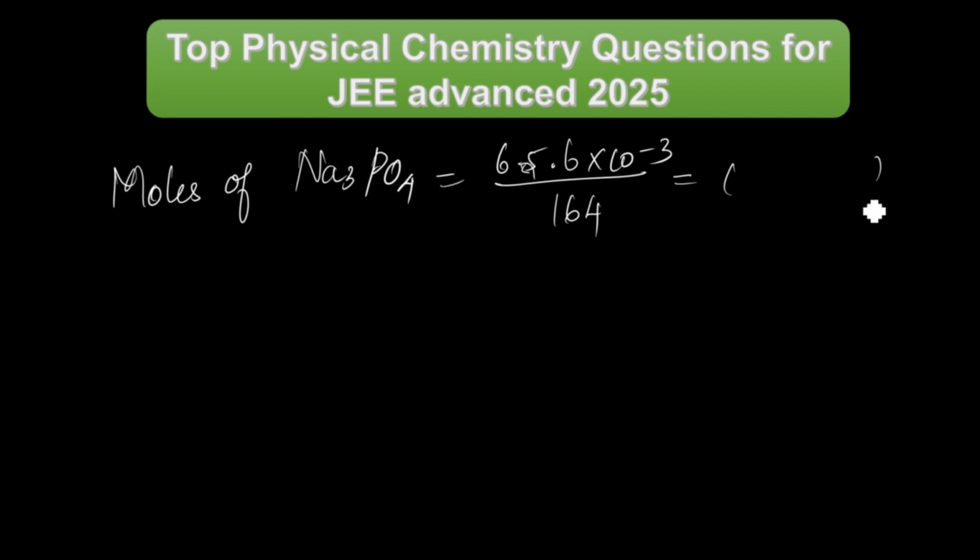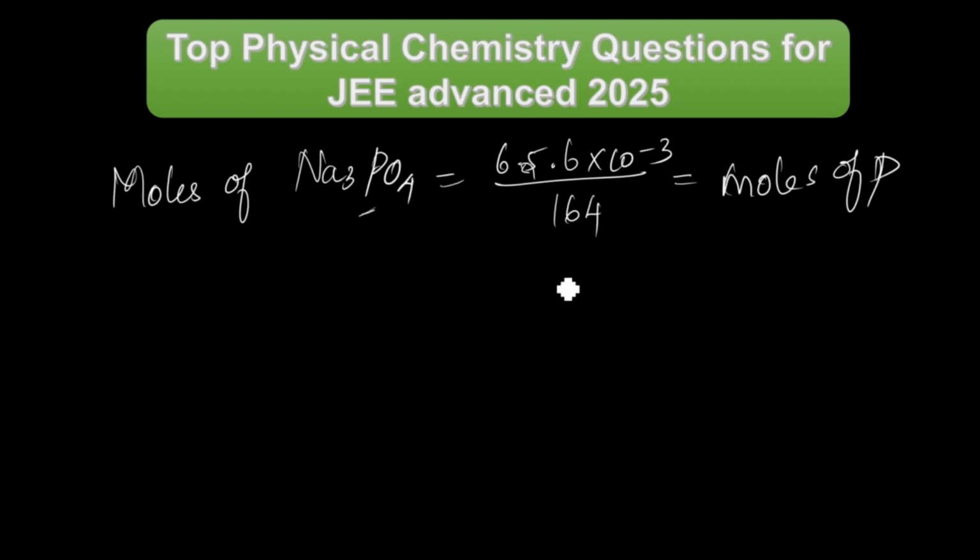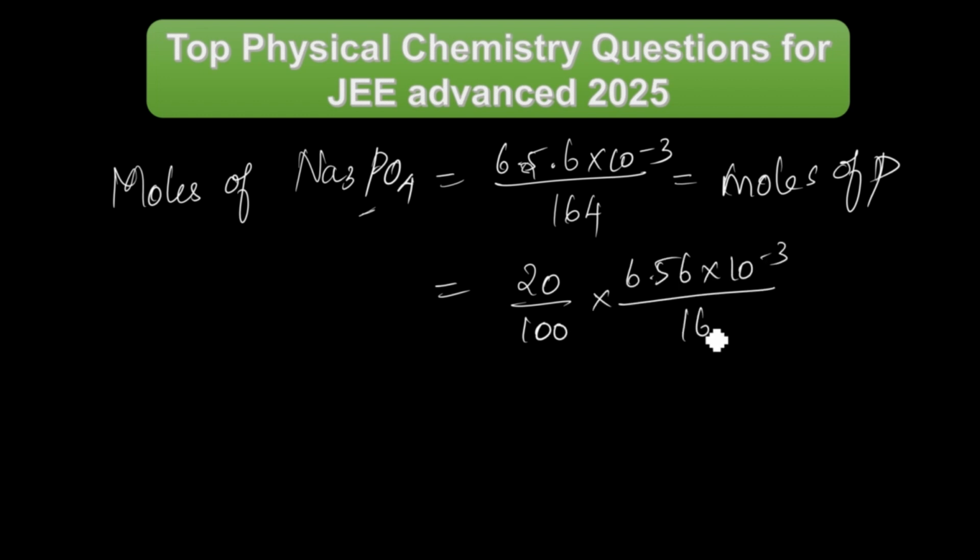That will give you the value that is equivalent to 1 phosphorus, right? Here I am having only 1 phosphorus, so whatever there is in the total amount will be there for phosphorus also. So that is equal to moles of phosphorus. From that, 20% is phosphorus 32, so I have to find the 20% of this value, 6.56 into 10 to the power minus 3 by 164, which will become the moles of phosphorus 32.